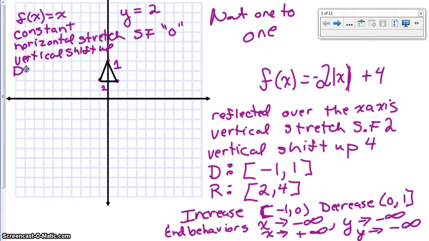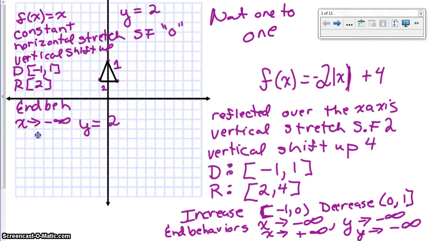My domain for this one runs from -1 to 1, and my range at this point is just a 2. It's just a 2, okay? My end behaviors for this one: as x approaches -infinity, y equals 2. As x approaches positive infinity, y equals 2. It doesn't approach 2 because it is 2. And of course, it's not 1 to 1.